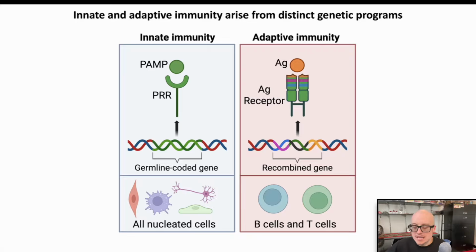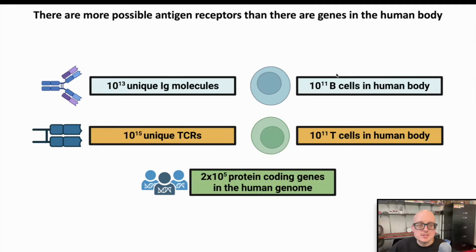So adding some numbers to the concepts that I went over in this slide, something I'll bring to your attention is that it is predicted that there are around 10 to the 13th unique immunoglobulins that are possible, which is a kind of staggering number, if you can imagine. So theoretically, we could recognize with our antibodies or with our B cell receptors up to 10 to the 13th unique possible antigens.